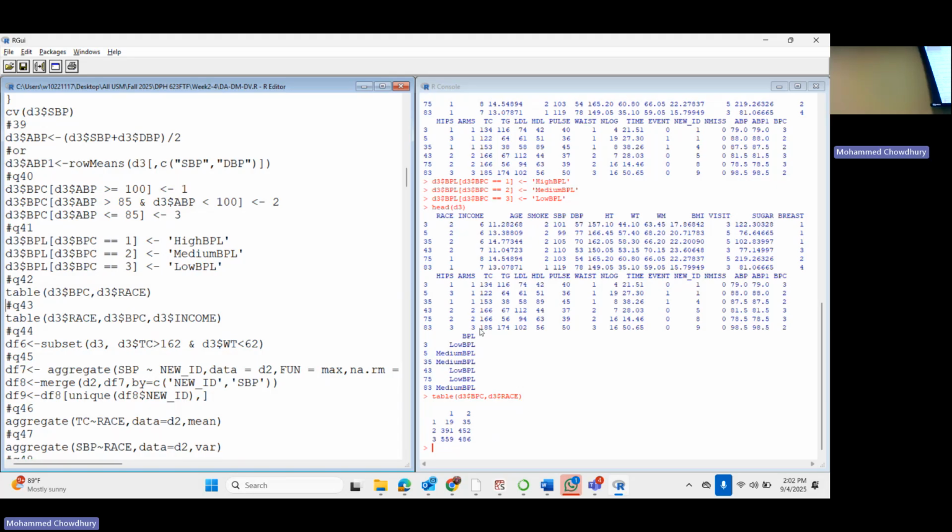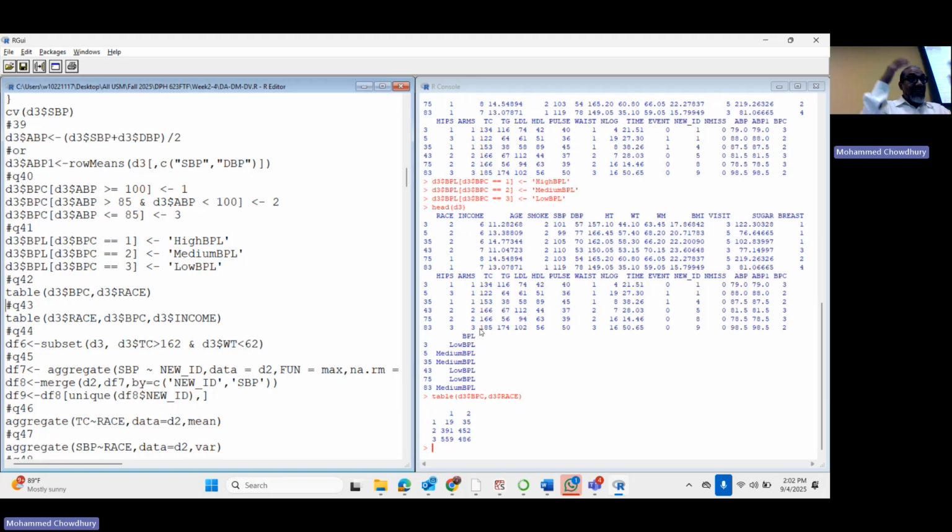So blood pressure category 1 with Caucasians, we have only 19 people. That's the way you have to read the table. Blood pressure category 3 with African American race, there are 486 persons. That's the way you have to read this table.